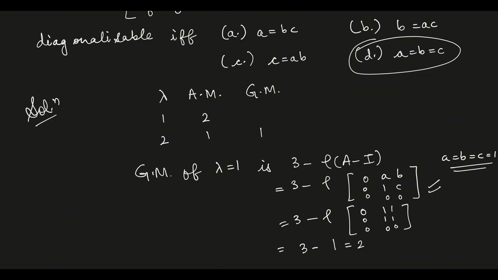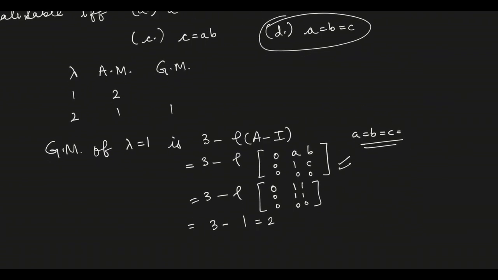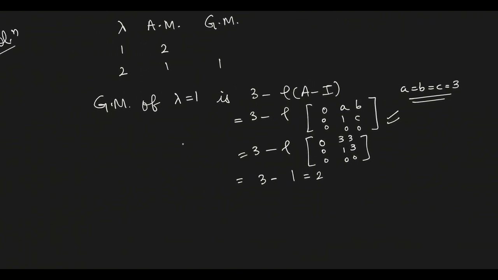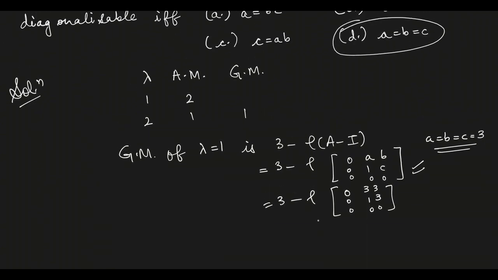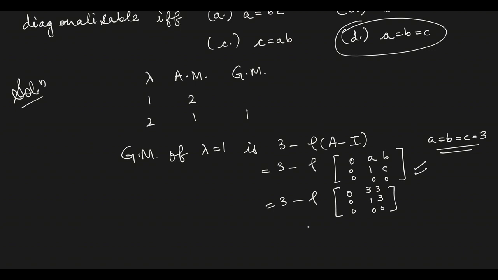And here if I take all the values as 3, now rank will not be 1, right? Because we can discard options by taking an example. If I take A, B, C as 3, then the rank is 2, so it is not diagonalizable, so option D is discarded.